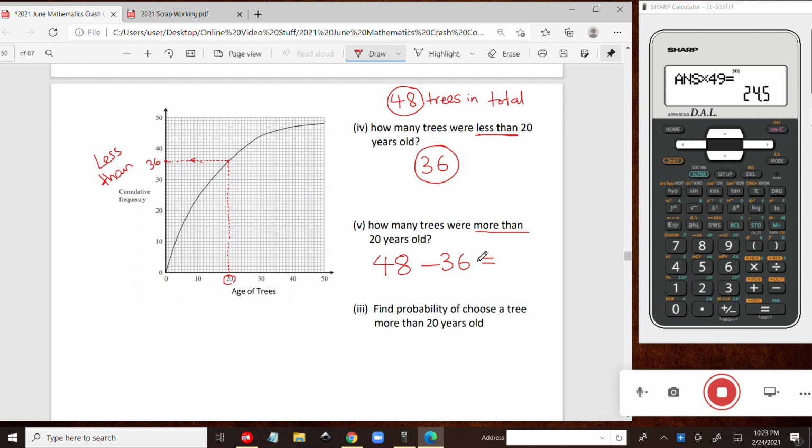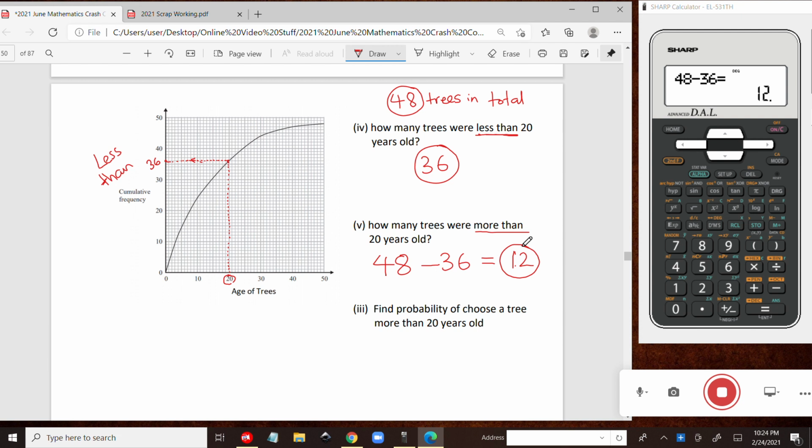So if there are 48 in all and 36 were less than 20 years old, then the remaining amount would be more than. So all we have to do is take the 48 and minus the 36. So 48 minus 36 is 12. So that's the final answer for that one. All right, so let's make a note here. So this is question 6, part 5.